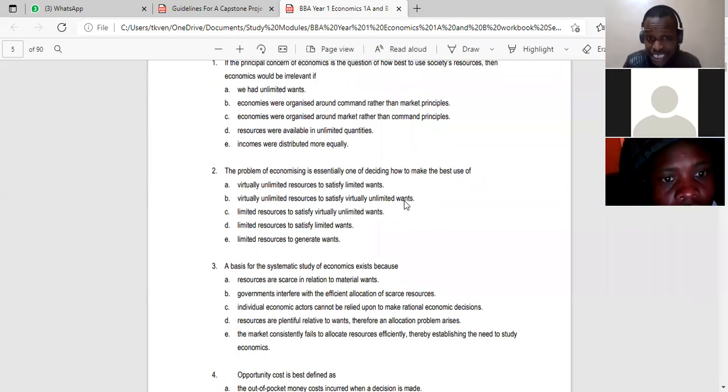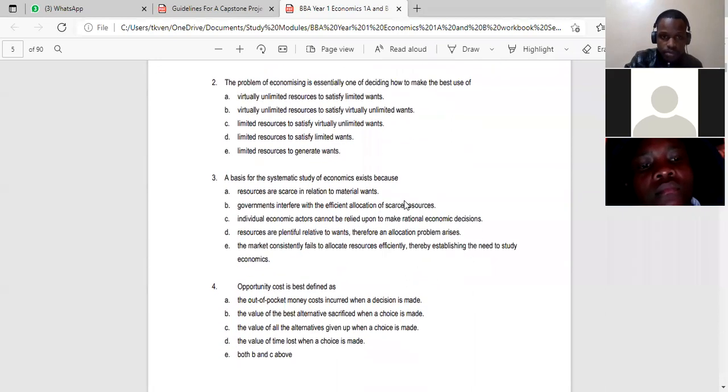Then C, limited resources. That looks good, to satisfy virtually unlimited ones. So that's our answer right there. C, limited resources and virtually unlimited ones. Let's go to number 3.